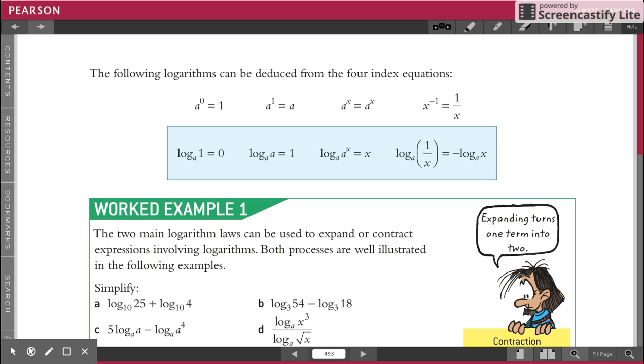Like I said, you won't probably be asked to prove them, but understanding where they come from is a big assistance in solving problems.